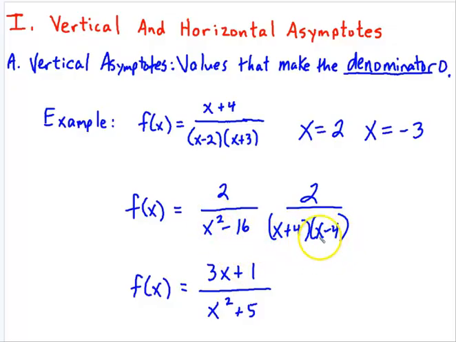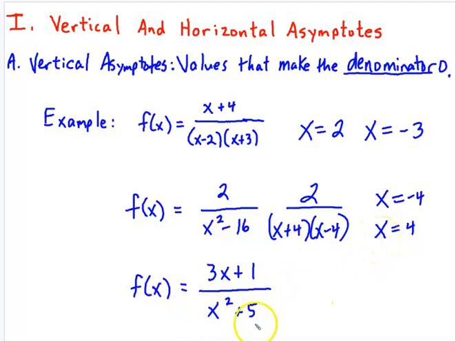And once again, I've got two vertical asymptotes. There are two numbers that cause the denominator to be 0. I would have a vertical line at x equals -4, and then another one at x equals +4. And then our graph would exist around those two lines.